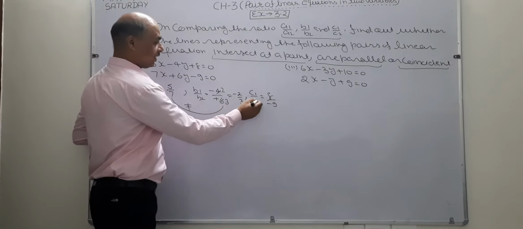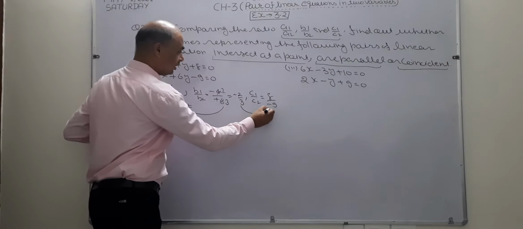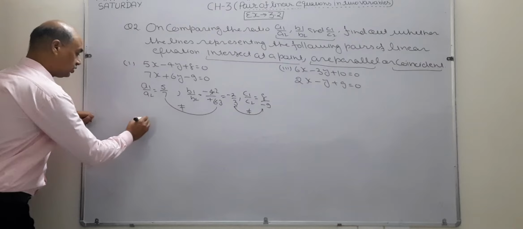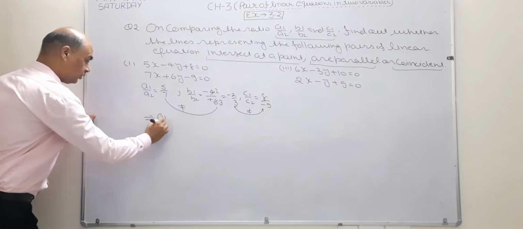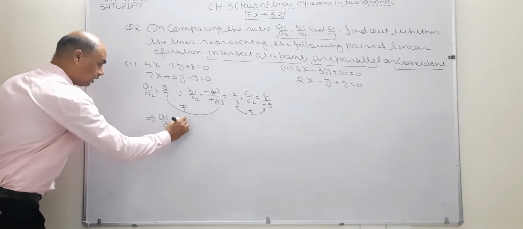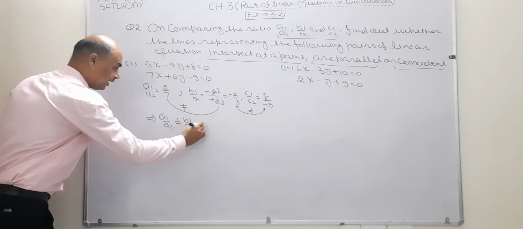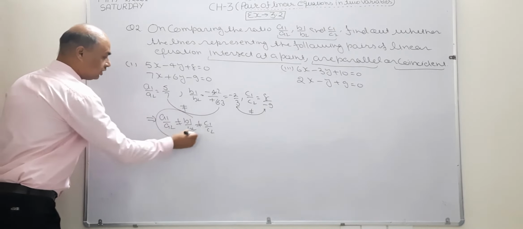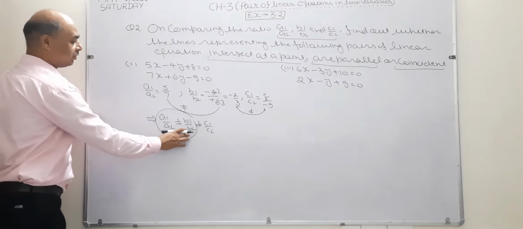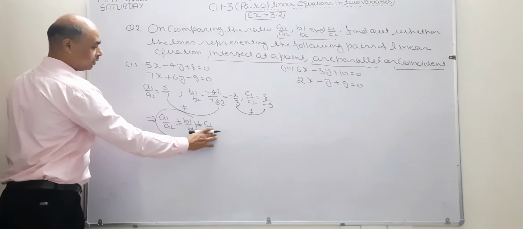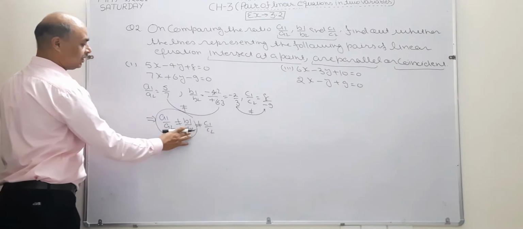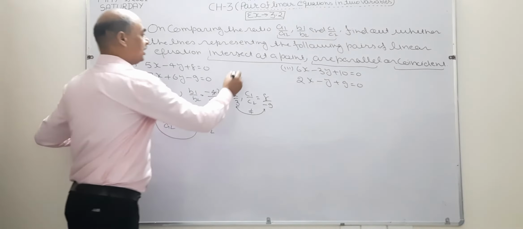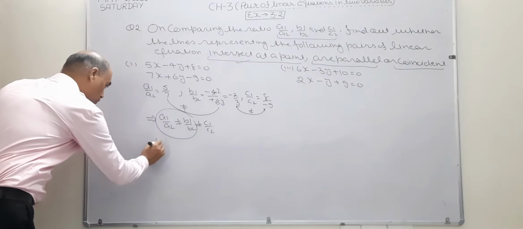Again, I am going to check next. Minus 2 by 3 is equal to minus 8 by 9? No, these two are also not equal. So this implies A1 by A2 is not equal to B1 by B2 and not equal to C1 by C2. Means we have to consider only these two. When the first two are not equal, you need not compare the last one. If this one is not equal, it means automatically this represents which type of graph lines? Intersecting lines.